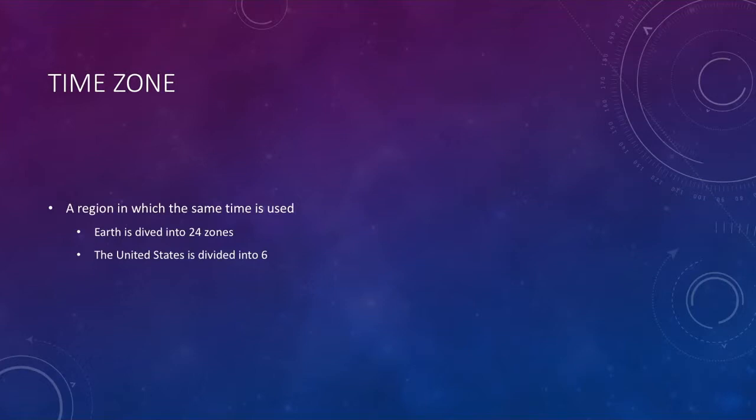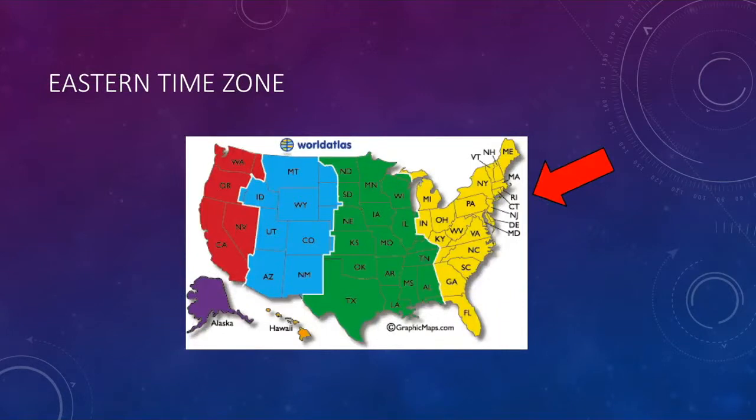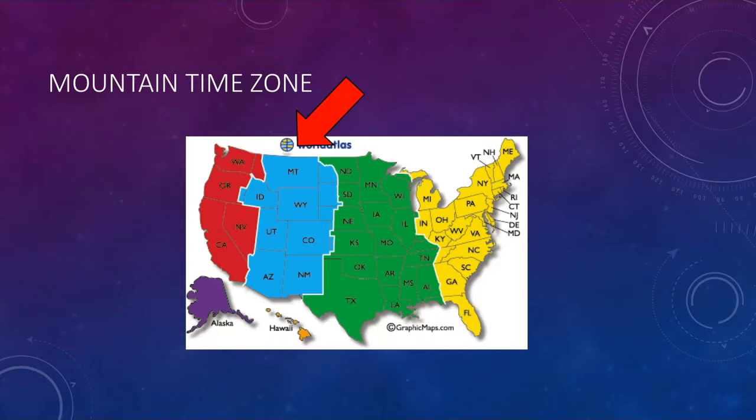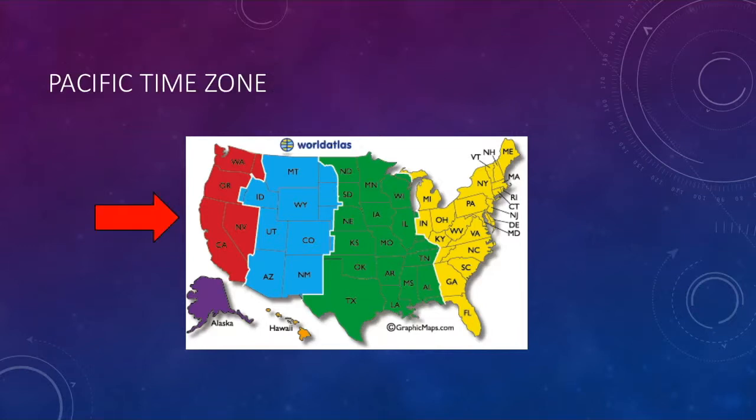Now that we know that, it's also important to know that the United States is divided into 6 time zones. Here, represented in yellow along the East Coast, is the Eastern Time Zone. Next, in green, is the Central Time Zone. Note that Florida, Indiana, Kentucky, and Tennessee are part of both Eastern and Central Time Zones. Next, represented in blue, is the Mountain Time Zone. Kansas, Nebraska, North Dakota, and Texas are part of the Central and Mountain Time Zones.